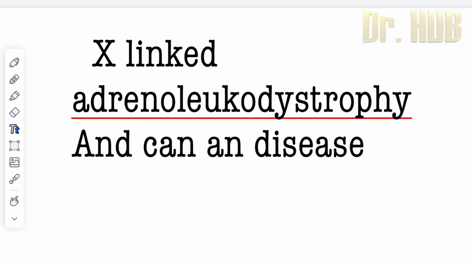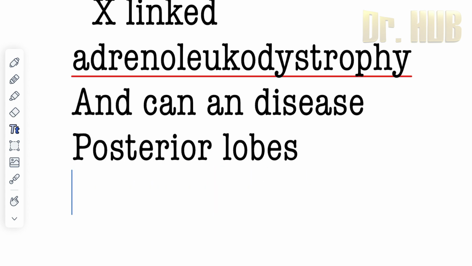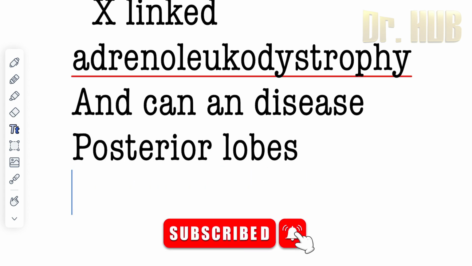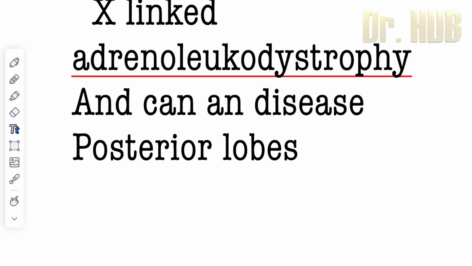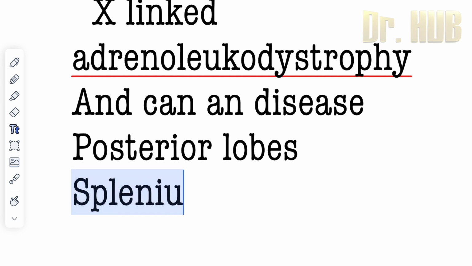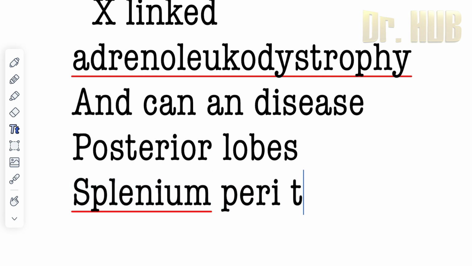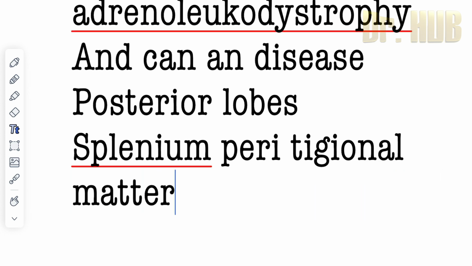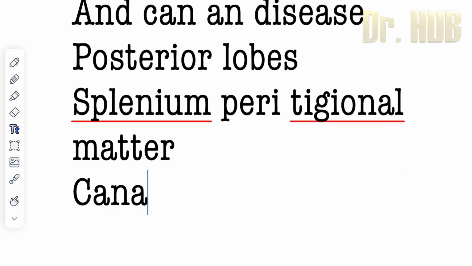So here in X-linked adrenoleukodystrophy, it involves the posterior lobes predominantly. So posterior lobes are mainly involved, and there is the splenium and the peri-trigonal matter. Then we move on to the Canavan's disease.